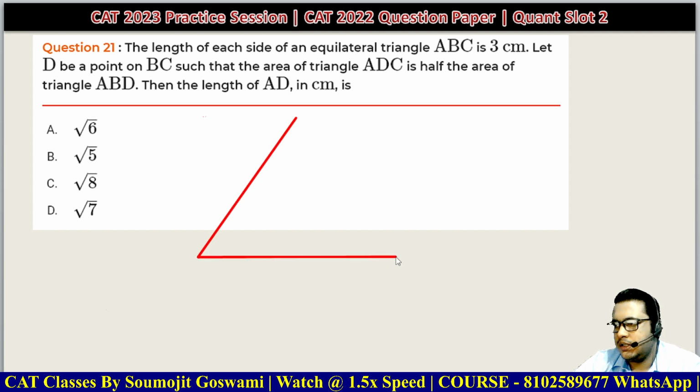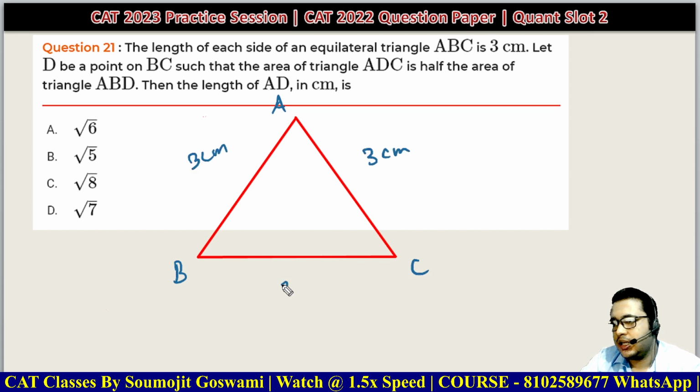I don't know if this looks like an equilateral triangle. I am trying my level best to design it like an equilateral triangle, but okay. So what it says is ABC is an equilateral triangle and ABC का length भी पता है 3 centimeter. So 3 centimeter, 3 centimeter and 3 centimeter.